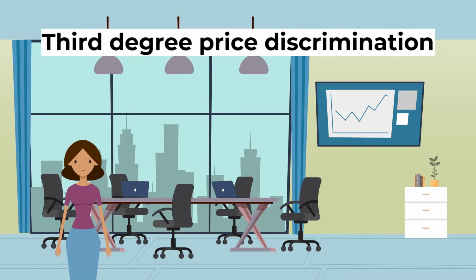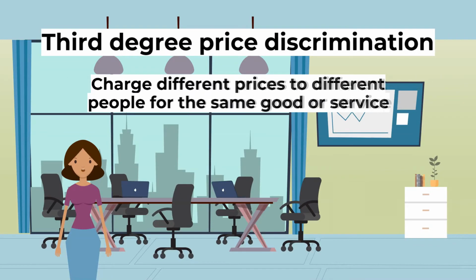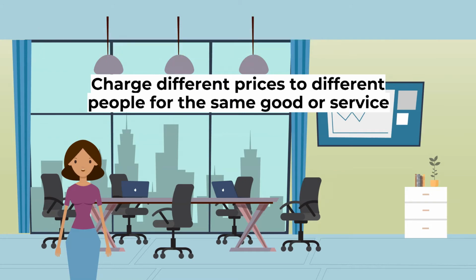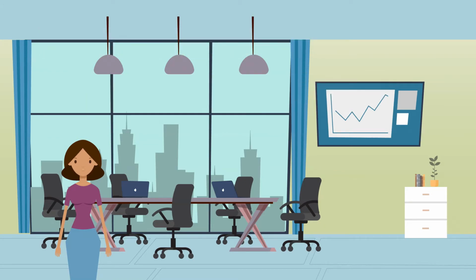That brings us to third-degree price discrimination. This is when monopolists charge different prices to different people for the same good or service. There are different examples of where this can occur: different times of the day, for example, peak and off-peak train times; different prices in different places, such as between London and smaller towns; and between different incomes, for example, discounts for elderly people.